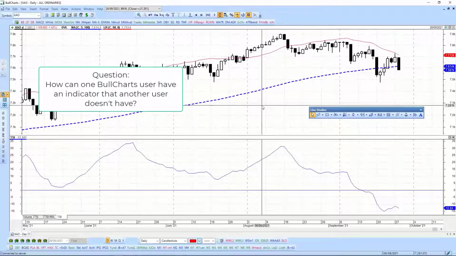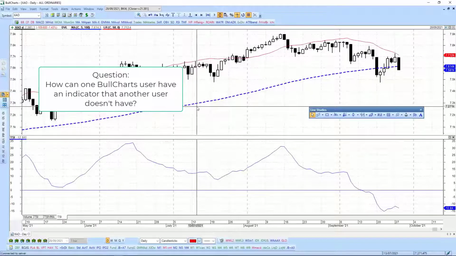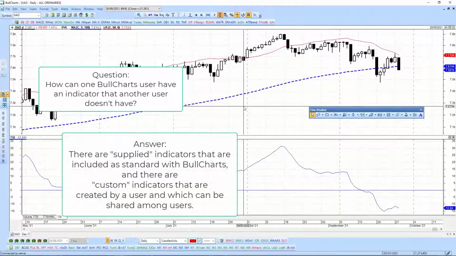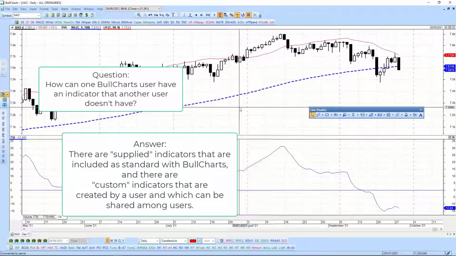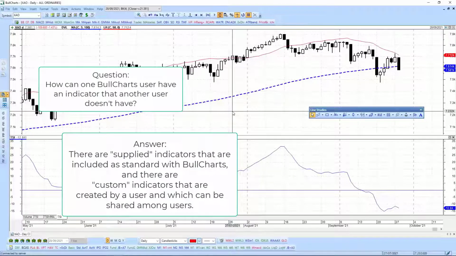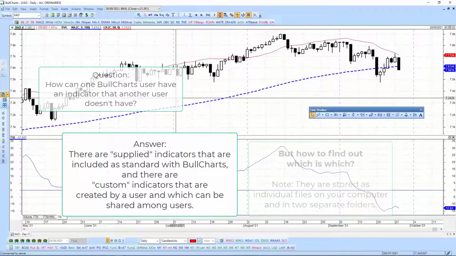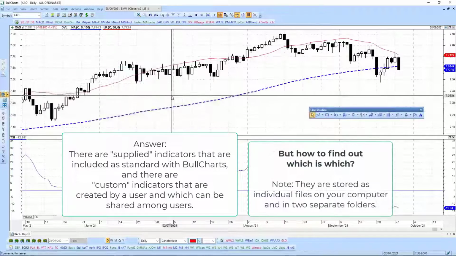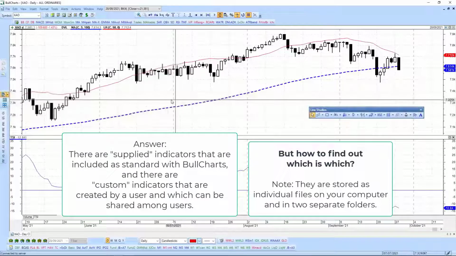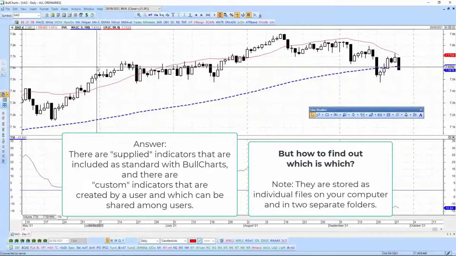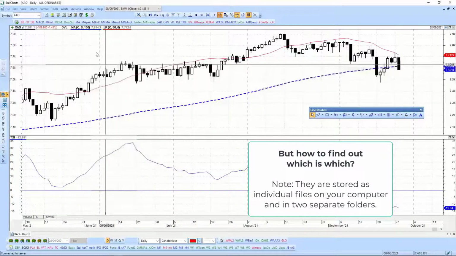The question David's asked there is a really good one because over time, each of us might pick up an indicator from someone else and drop it into our system. And then you might think to yourself, oh, is this standard or not? And there is a way to find out if the indicator you're looking at is a standard supplied indicator or a custom indicator. And we can digress at this point and explain how to do that.